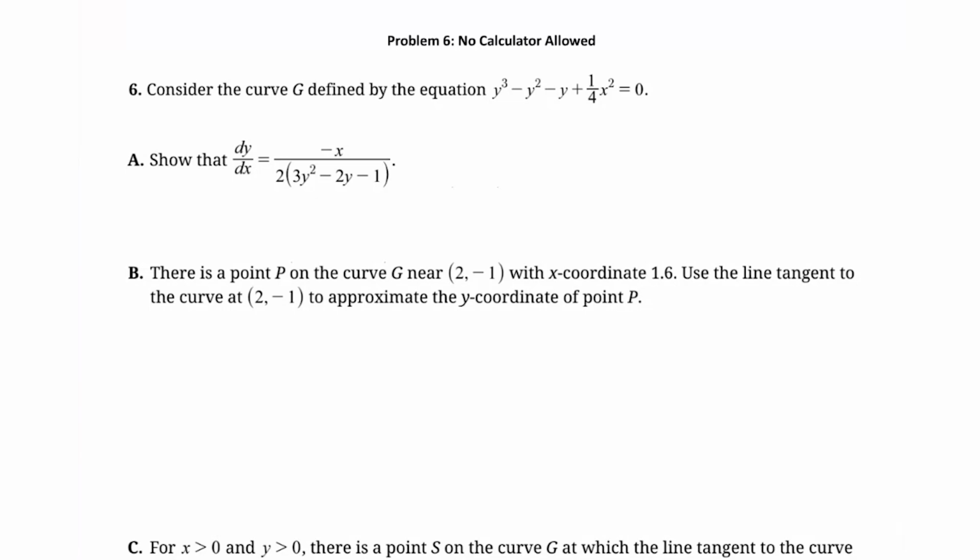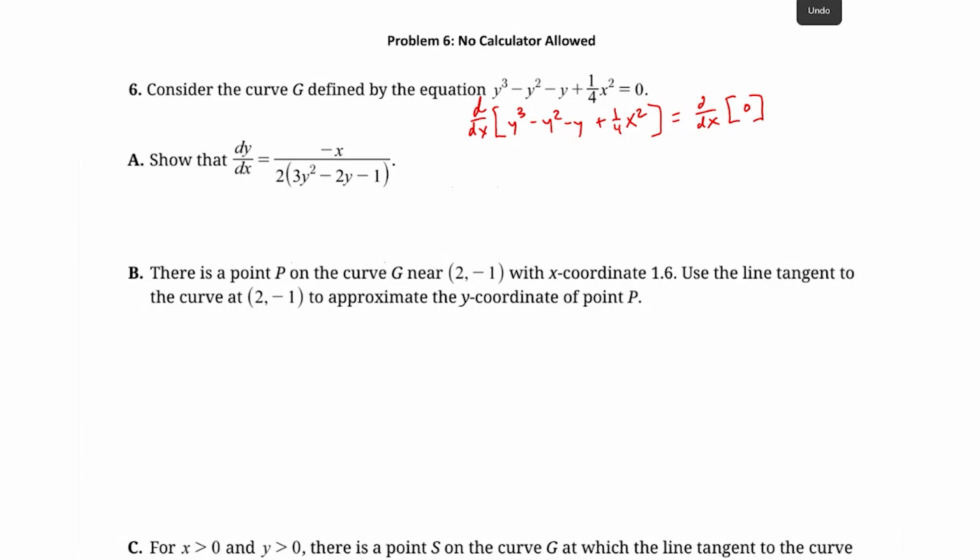Notice that it's asking for dy dx. So we do want to differentiate with respect to x. In other words, we want to take the derivative of both sides of this equation with respect to x. And we can do that by just differentiating each term individually here. Now, if the term has a y, then we are going to have to use the chain rule, and the derivative of y with respect to x is dy dx.